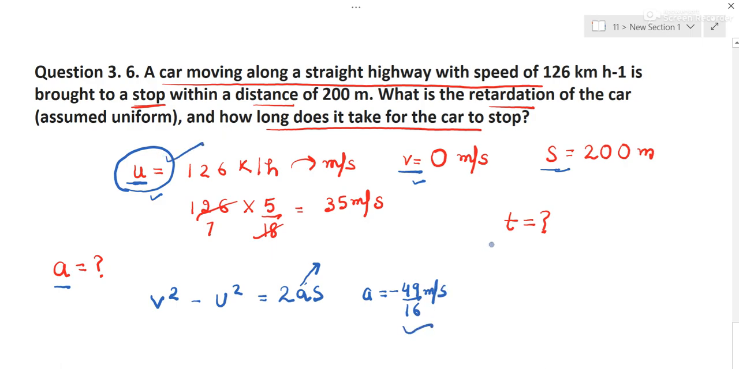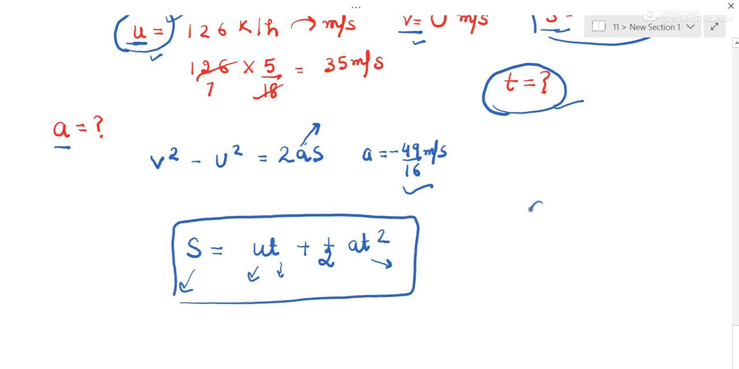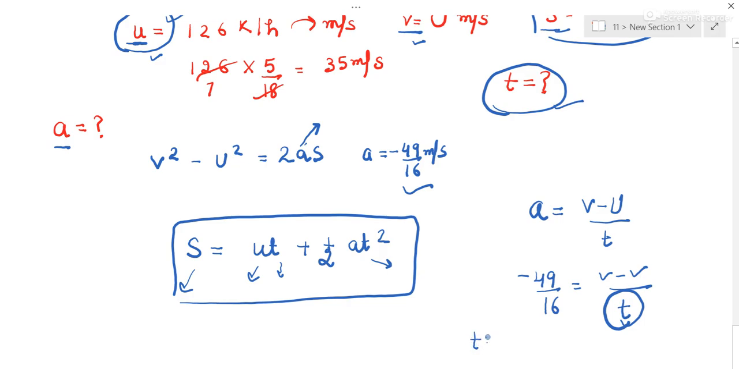So u, a, t, s you can use to find out t. That is second equation of motion you can use. Second equation of motion is ut plus half at square. S is there, u is there, t is to be found. This will be a quadratic, or you can use simply acceleration is equal to v minus u by t. Okay, that will be easy. Acceleration is minus 49 by 16. Now v is given, u is given, t can be found easily, and t should come as 80 by 7 seconds. Kindly confirm your answers after solving.